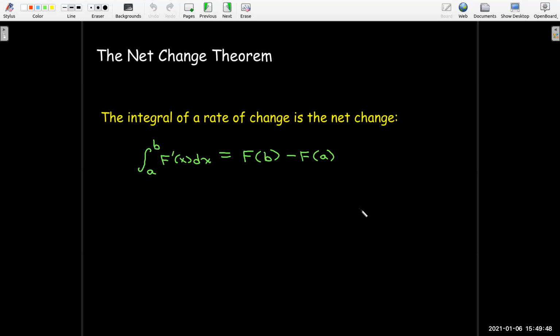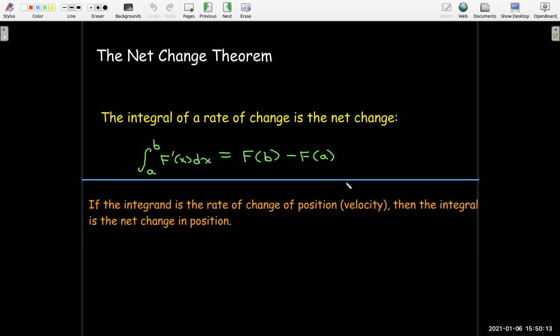So the net change theorem says that the integral of a rate of change is the net change. That is, if the integrand represents a rate of change of some quantity, the integral itself will be the net change in that quantity.